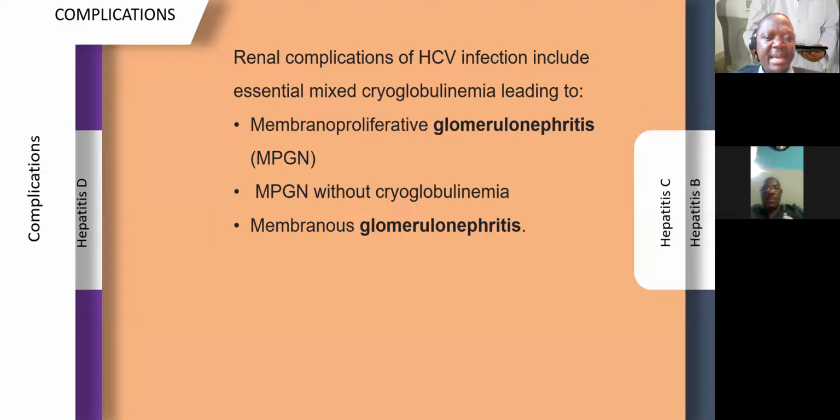Okay. Hepatitis C will cause a specific kidney complication due to essential mixed cryoglobulinemia. This can lead to membranoproliferative glomerulonephritis. Now you can see I'm actually challenged, not able to pronounce this very well, but you can recognize how it's only relevant to those who are in the academics.